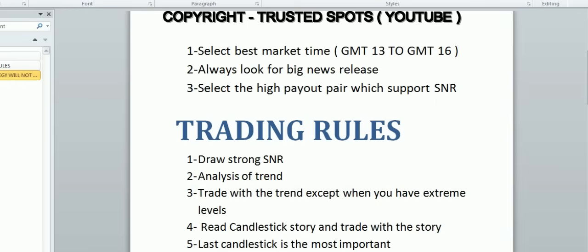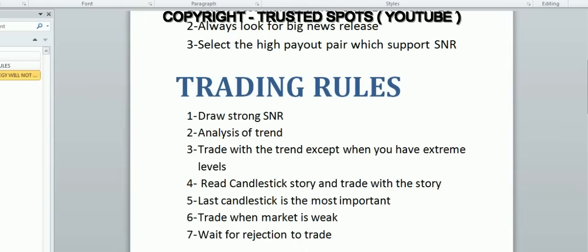After completing all these three rules, you are ready to place a trade. But for this, you first need to draw SNR levels. Always try to analyze the trend, then trade with that trend. And if you have an extreme level, you can go against the trend. The fourth rule is read the candlestick story and trade with the story, go with the flow. This will give you a plus point. And the fifth thing is the last candle is the most important thing, because the last candle shows the change in the market condition at that particular time. The last candle is very important, because every trader sees the last candle.